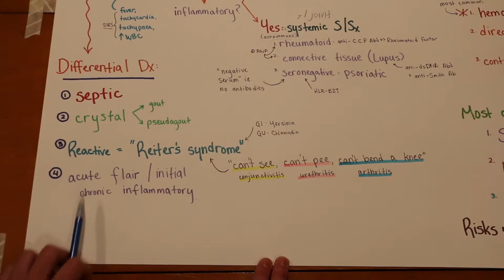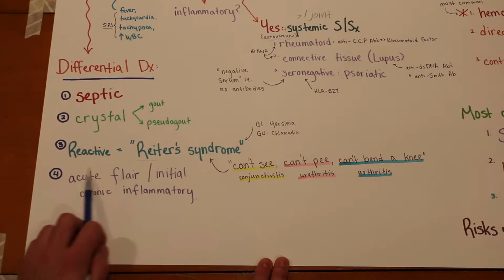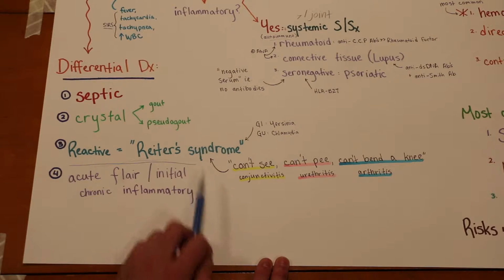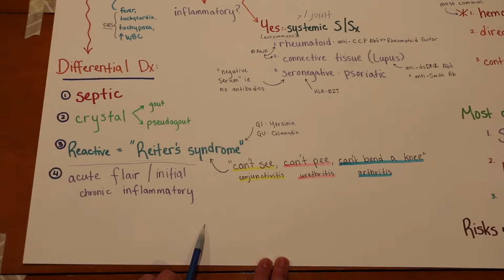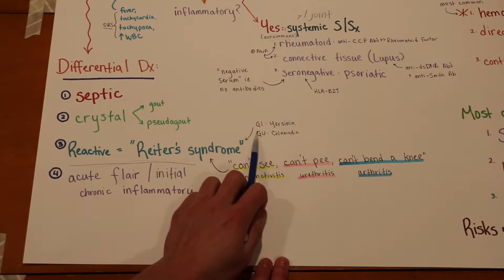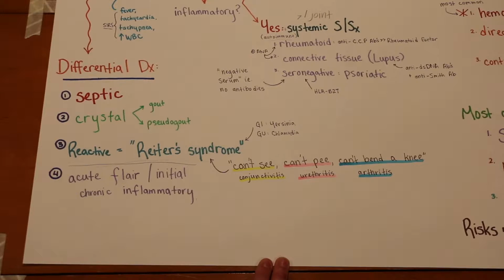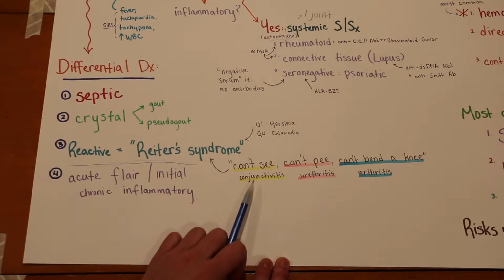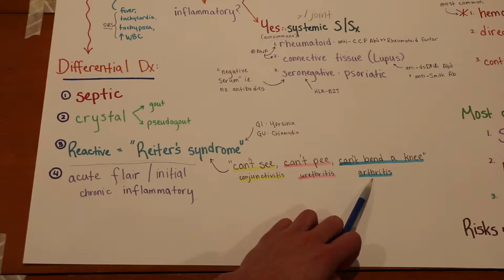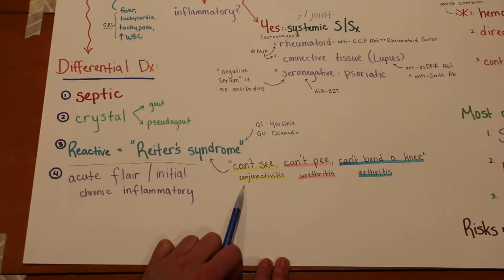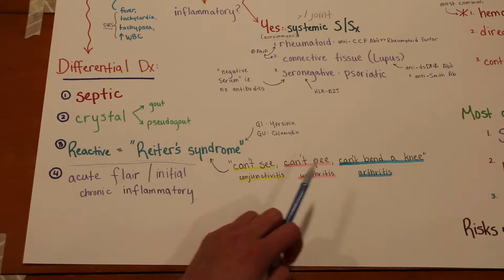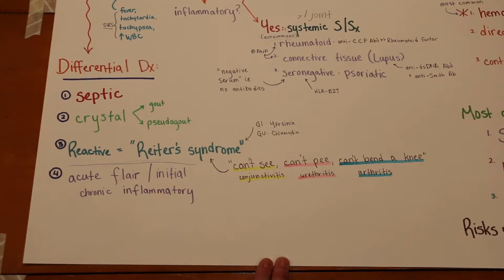I won't be going into Reiter's syndrome today, which is also known as reactive arthritis. This is a reactive arthritis associated with GI and GU infections. So this can either be Yersinia, your GI conditions, or chlamydial, being a GU STD. It's a triad of conjunctivitis, urethritis, and arthritis. Remember this by the mnemonic: you can't see from conjunctivitis, you can't pee from urethritis, and you can't bend a knee due to that inflammatory arthritis.